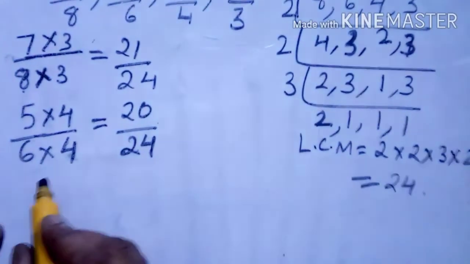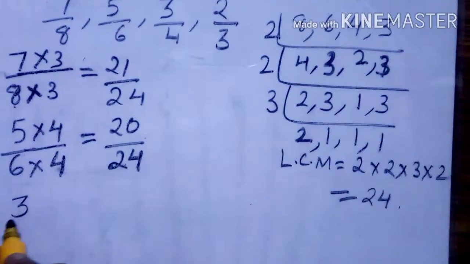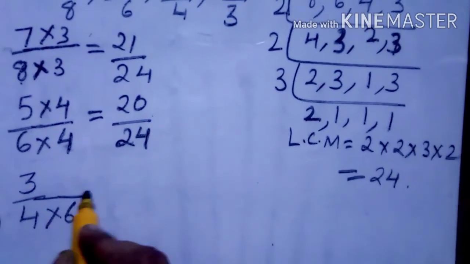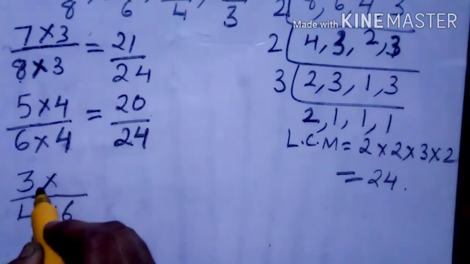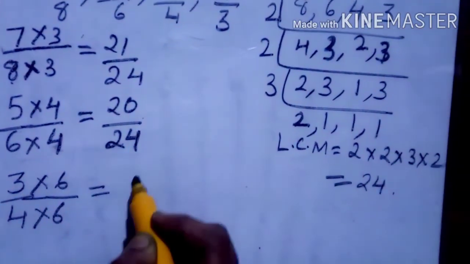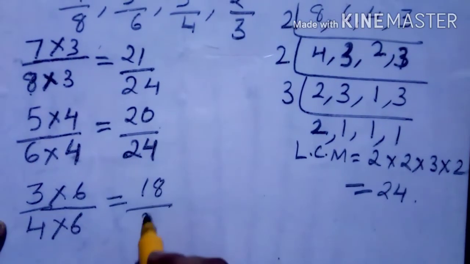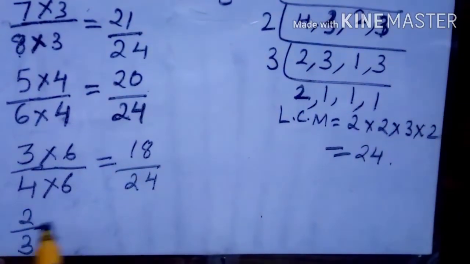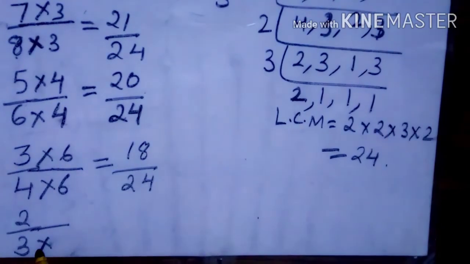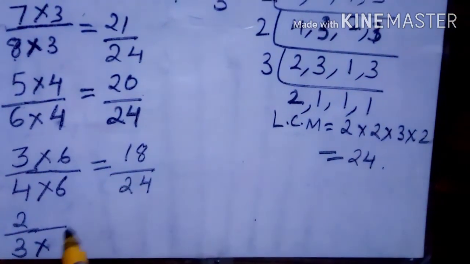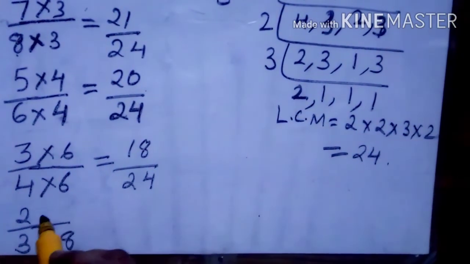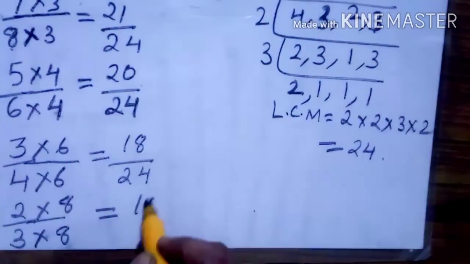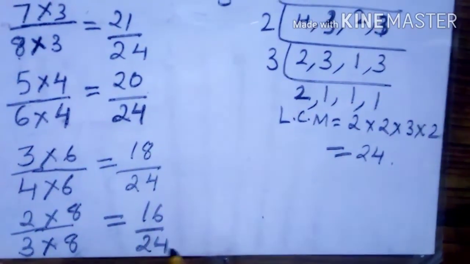Then 3 by 4. When you multiply 4 by 6, you get 24. So the numerator also you multiply by 6. So you get 18 by 24. Then the remaining 2 by 3. When you multiply 3 by 8, you get 24. So multiply the numerator also by 8. You get 16 by 24.